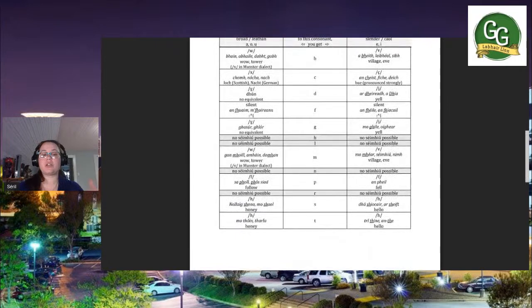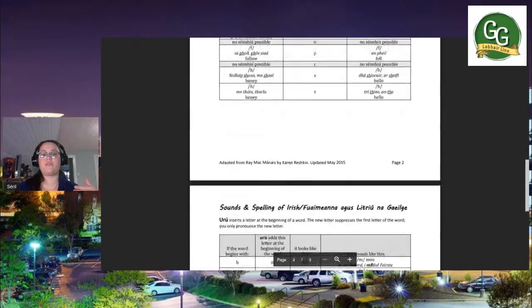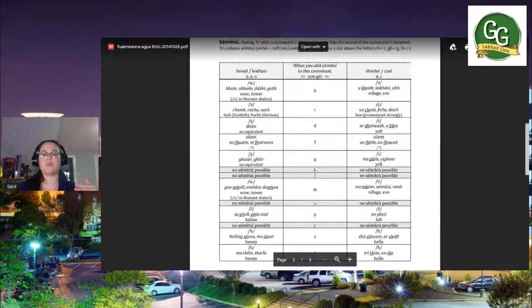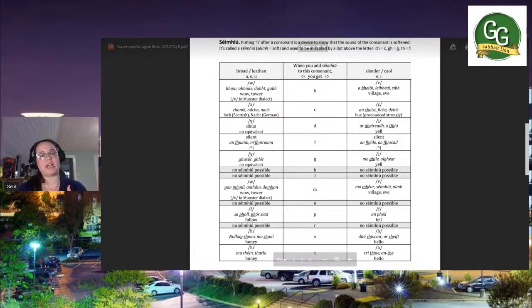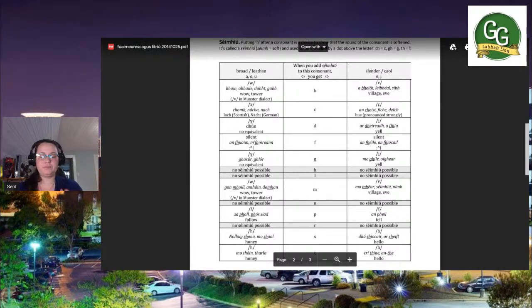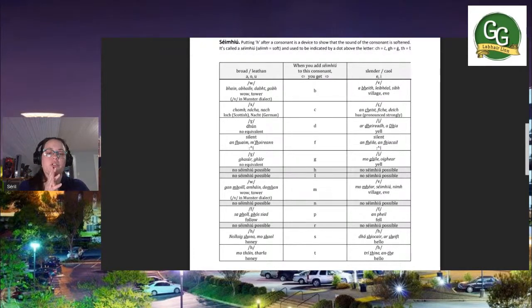So here's the listing. Page 2 has the complete listing of what you're going to change. Now these are the only consonants listed. You can see that some of them cannot take an H. Obviously you wouldn't have a double H. L isn't going to make any sense having an H after it. N and R. So none of those can take an H. I just want you to know that those aren't going to get a séimhiú.